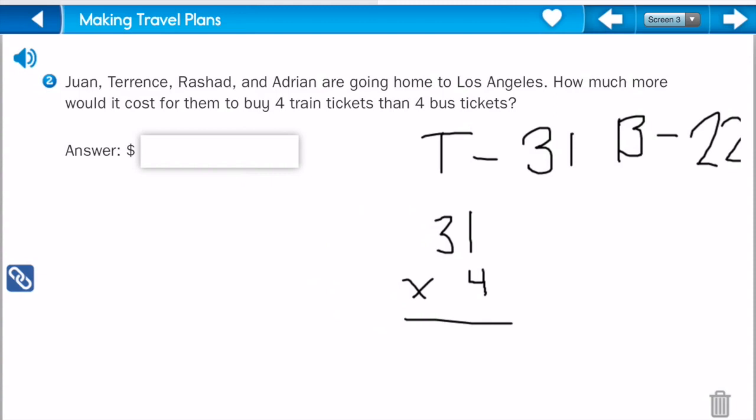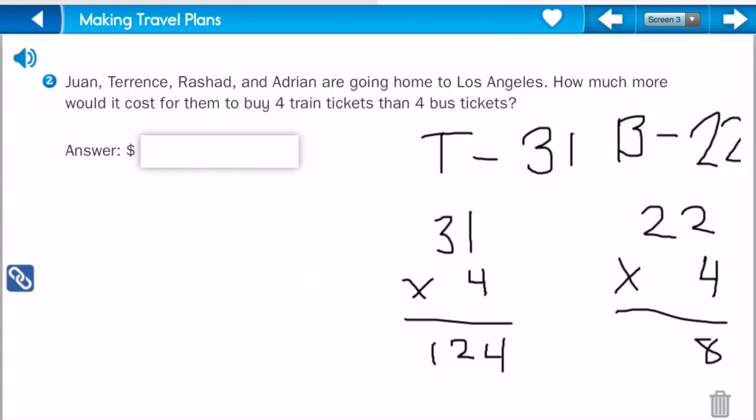What's 1 times 4? 4. What's 3 times 4? 12. Now we gotta do 22 times 4. 2 times 4 is 8. 4 times 2 is 8.